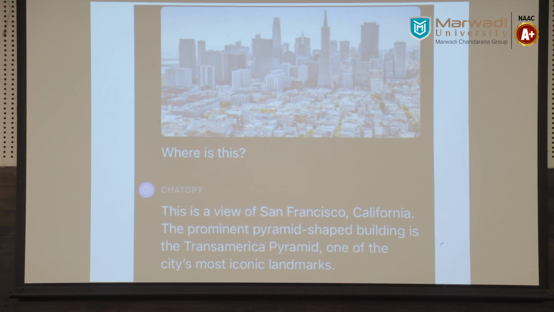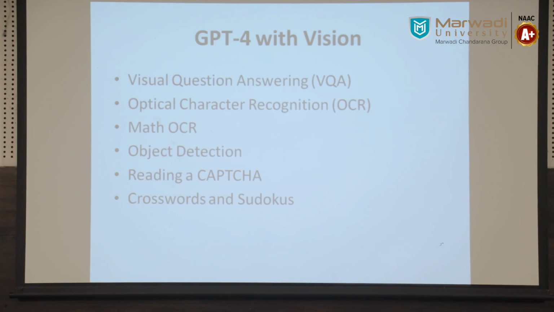So what is this? Where is it? If such a question is asked, if you post a picture and ask where it is, it will definitely tell. In terms of policing, if it is asked where this particular place is, it will be able to tell, and the police department will be able to quickly jump into that place and catch him.